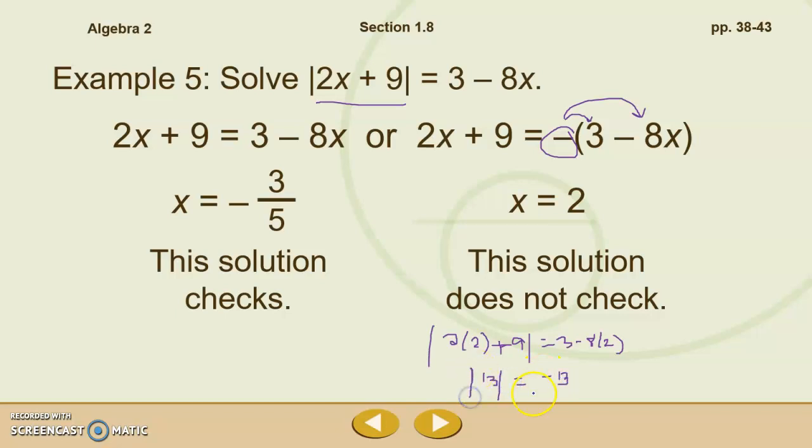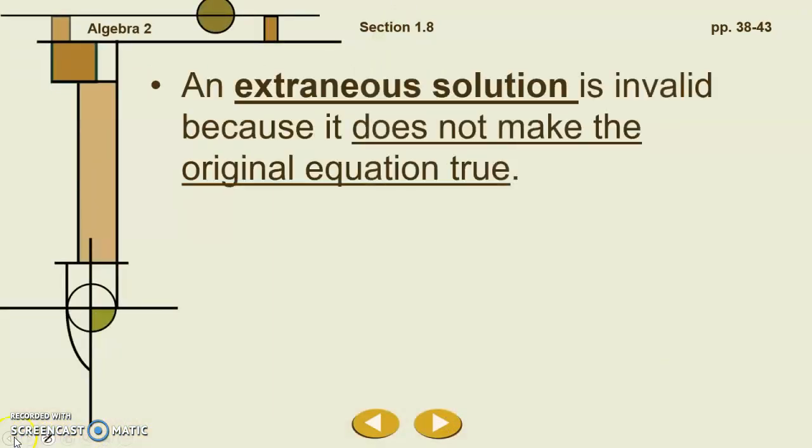We just said the absolute value cannot equal a negative number. What's inside can be negative, but what's out here cannot be. So there is no solution. That does not check out. We call that an extraneous solution. An extraneous solution is invalid because it does not make the original equation true. And you can sometimes have extraneous solutions. So you need to check your work by plugging that number back into the original equation through substitution and plugging and chugging to make sure it works.